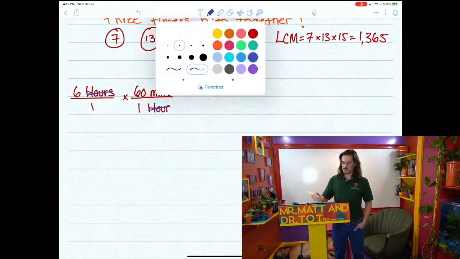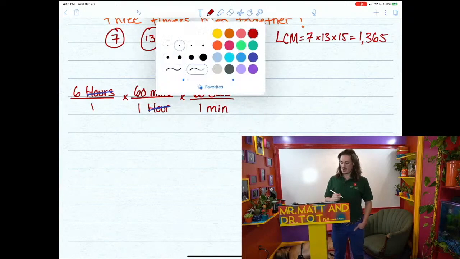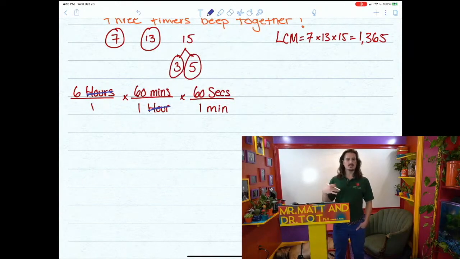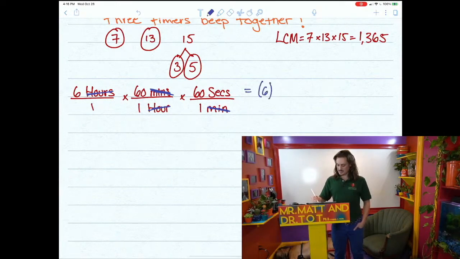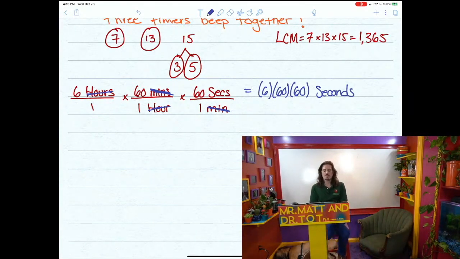And so your answer, if you stopped here, would be in terms of minutes, but we don't want minutes, we want seconds. So you're going to multiply one more time by 60 seconds over 1 minute. I'm always orienting the value that I want to eliminate to be on the opposite side, making sure that the units match up. So minutes in the denominator cancels with minutes in the numerator. So now if you multiply this whole thing out, this is going to be equal to 6 times 60 times 60 seconds. If you multiply that all out and divide it by the simultaneous rate of beeping of 1,365 seconds and then interpret that answer correctly, you will have the solution to this problem. So I'll give you one more minute and then I'll give you the solution.